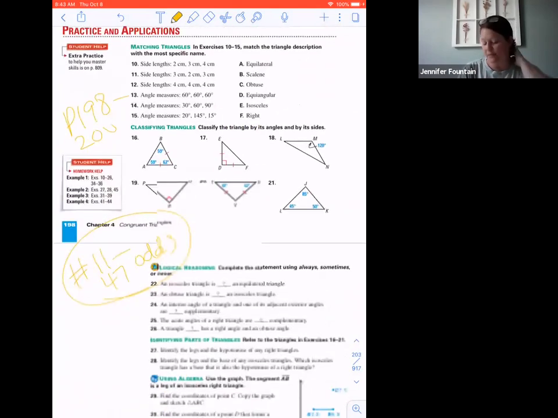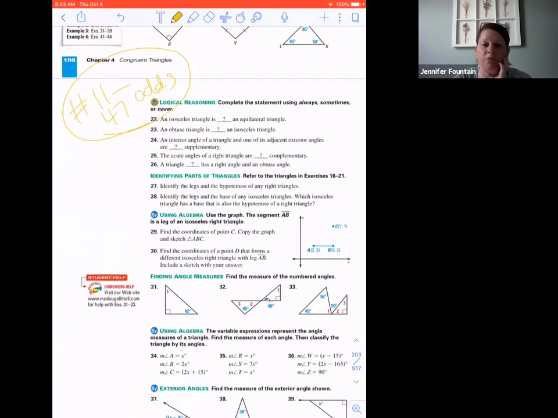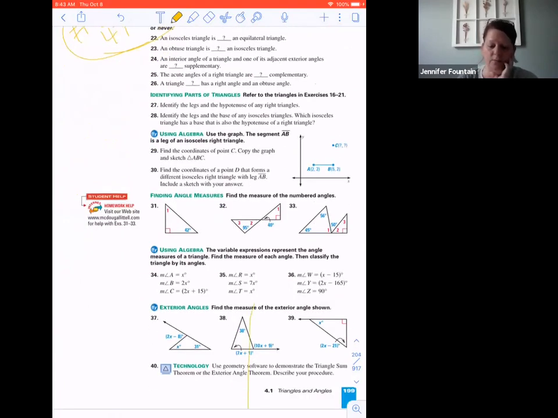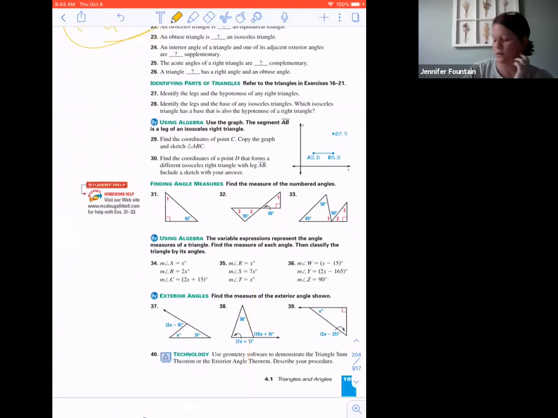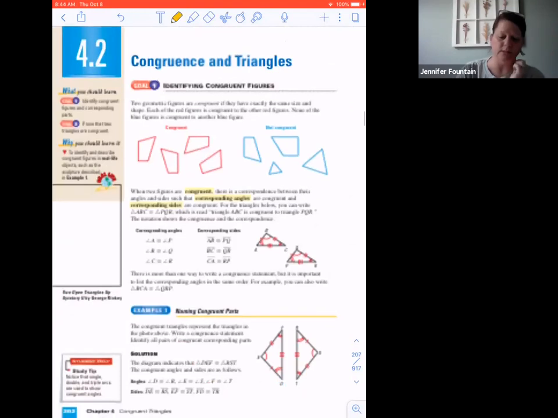So hopefully, if you haven't had a chance to go over your homework yet and do that, we'll do another homework check on the Wednesday we get back. We'll go through these. If you have had a chance to work on homework, do you have any questions before we move forward? All righty, then we will go ahead and move on to 4.2, congruence in triangles.